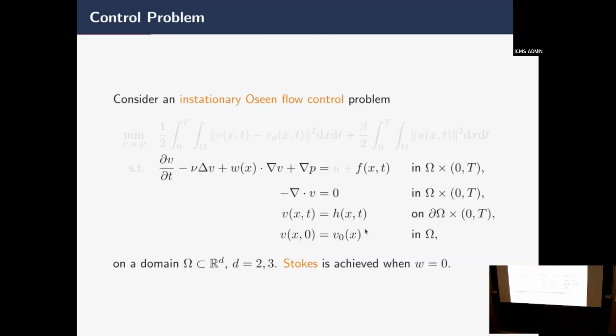And we arrive at the Stokes equation if we simplify it by just setting the wind w to 0. What's nice about that is that we then have only a symmetric differential operator here, because if w is not 0, that is asymmetric.